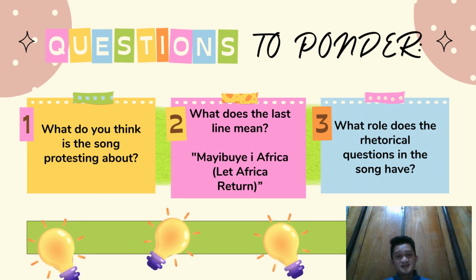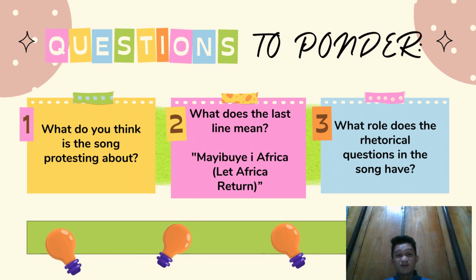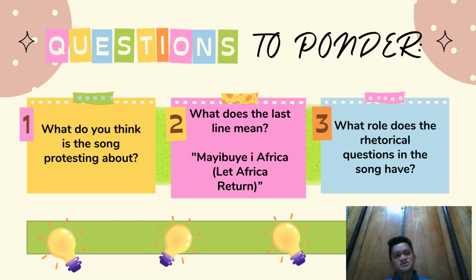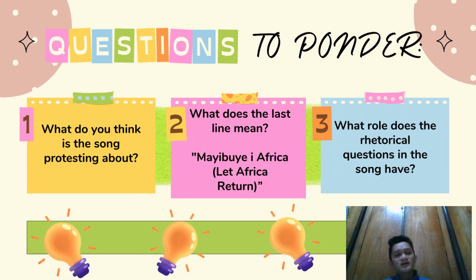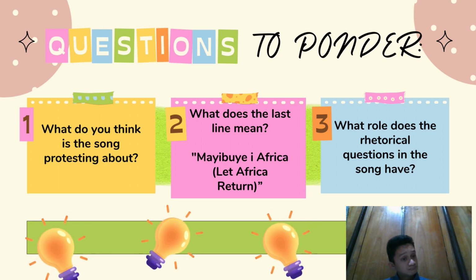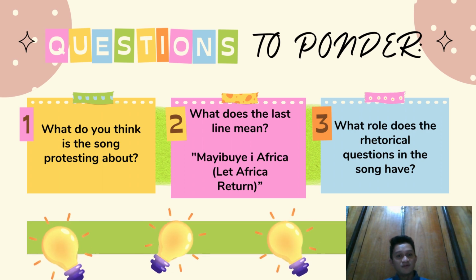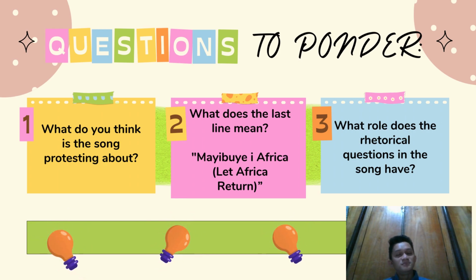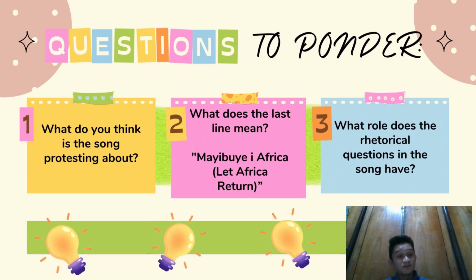They are also protesting that the color black is seen as less human, while the color white is seen as supremacy. For the second question, what does the last line mean? Maebuye I Africa. Let Africa return. Yes, exactly. Just like what Odin said to Thor in the movie Thor Ragnarok, Asgard isn't a place, it is a people. Africa isn't just a continent, it is a people too.